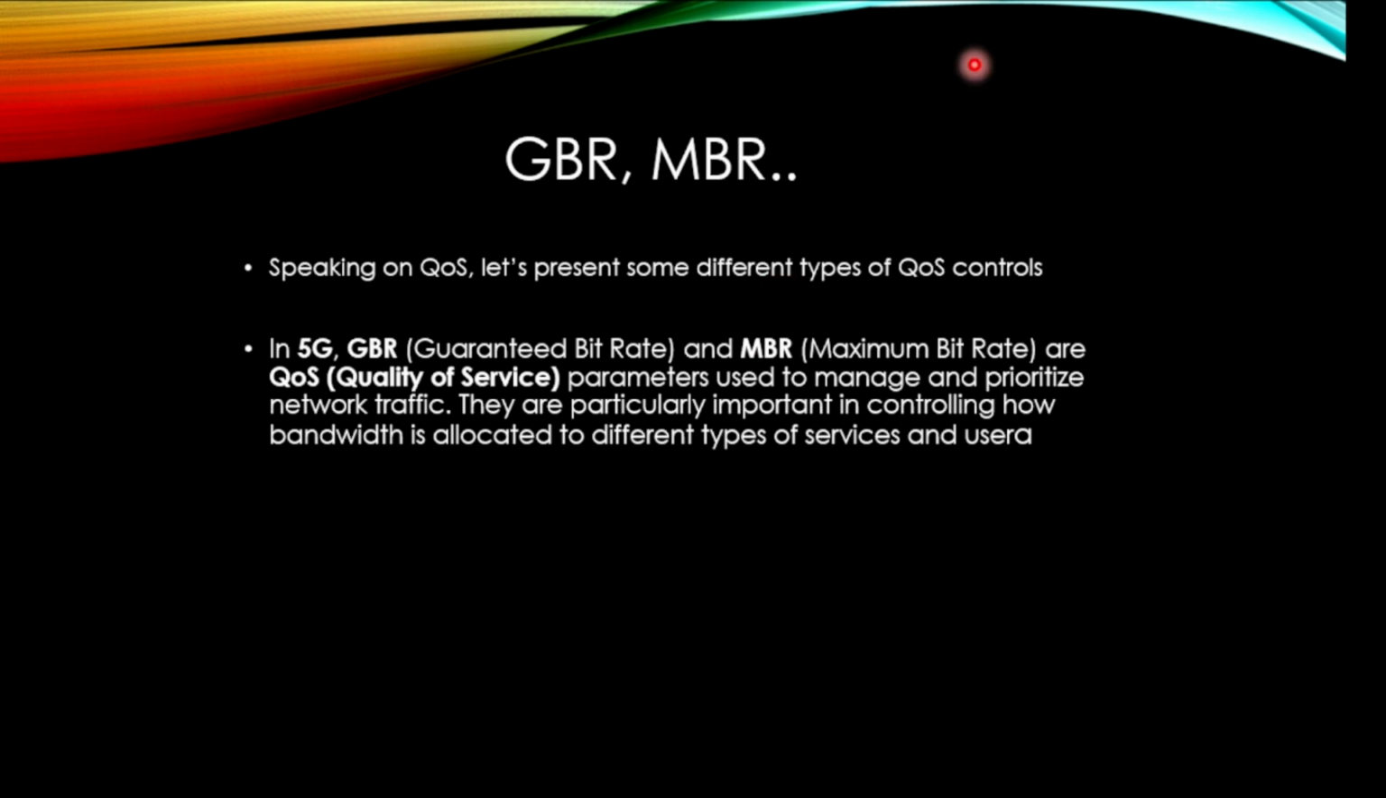Okay, now speaking of QoS, we present here two major policies for quality control, which are the GBR and MBR. The GBR is guaranteed bitrate, and the MBR is maximum bitrate, and we're gonna explain that. GBR and MBR are quality of service parameters used to manage and prioritize network traffic. They are particularly important in controlling how bandwidth is allocated to different types of services and users.